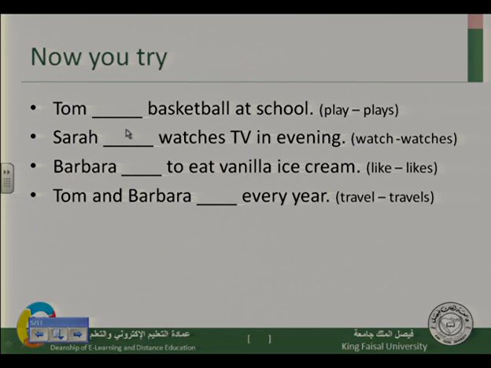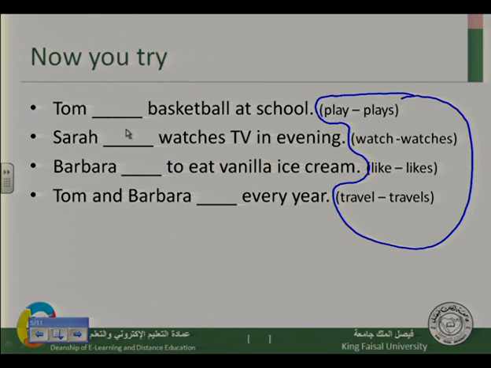Now you try and see if this is easy or not. I'm going to give you 15 seconds to read through these 4 sentences and decide how to answer them. Now, what you should do is choose from the verbs on this side. Okay? I'll give you 15 seconds to look at them. Let's read them together. Tom, space, basketball at school. Sarah watches TV in the evening. Sorry, there's a mistake there. 2 mistakes, actually. So, Barbara, space, to eat vanilla ice cream. Tom and Barbara, space, every year.